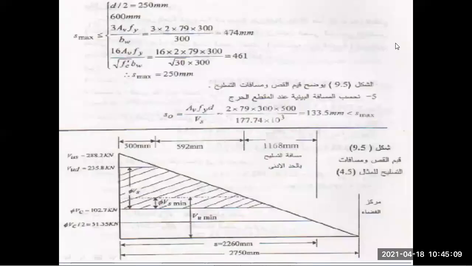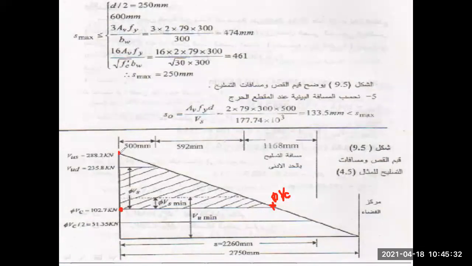So what I was telling you is that when you determine Vc/2, you want to know how far is it from the face of the support. So this is the value for Vc/2. Okay, this is Vc/2, but we don't know where it is located. So how can we know where it's located from the face of the column?